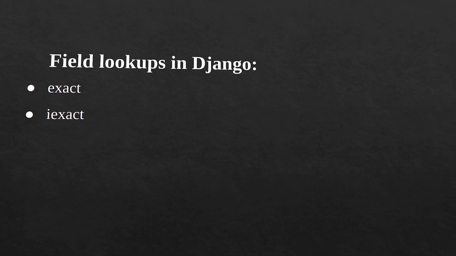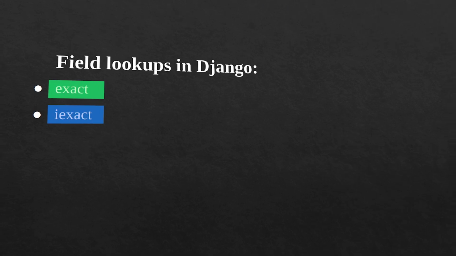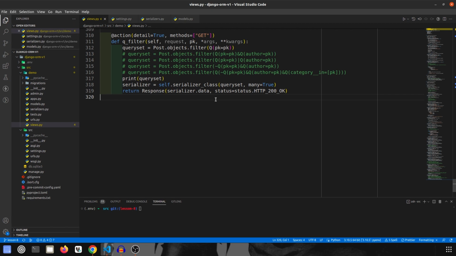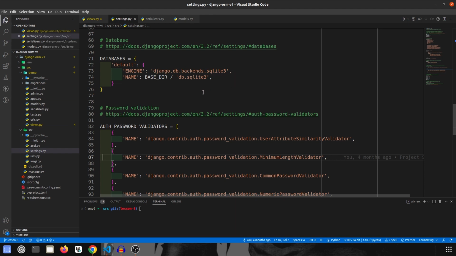In this video, we are going to take a look at how the exact lookup filter works in Django. So let's get started. In order for exact and iexact filters to work, we have to change our database because SQLite does not really support exact and iexact. So for that, first of all, we'll have to install a new plugin.